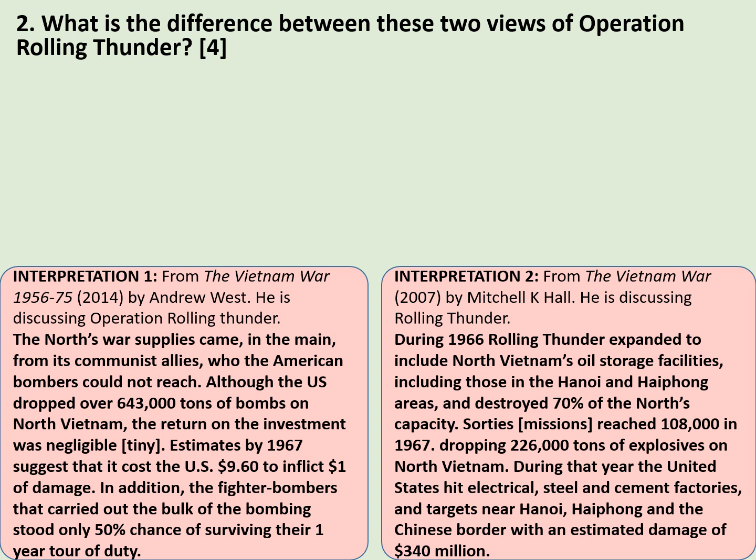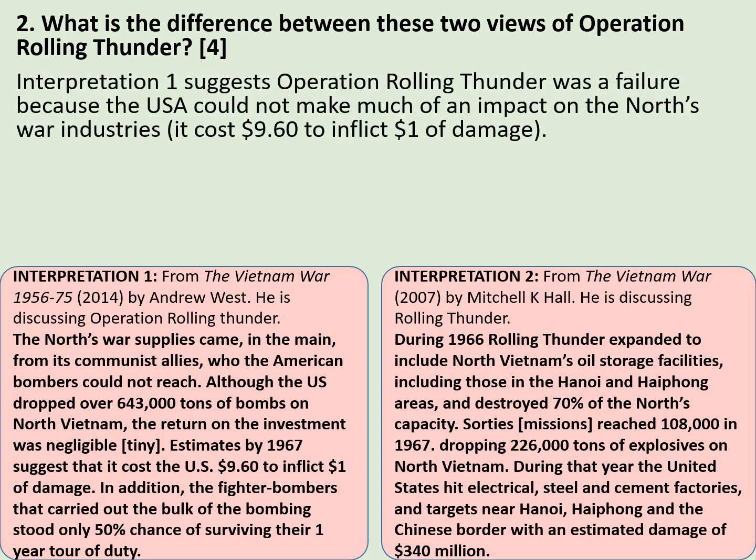Let's have a look at an example answer then. It could go like this, although you might have written something entirely different, but look for the way that it's backed up with examples. Interpretation 1 suggests that Operation Rolling Thunder was a failure because the USA could not make much of an impact on the North's war industries. It cost $9.60 to inflict $1 of damage. Alright, that's 2 marks got already.